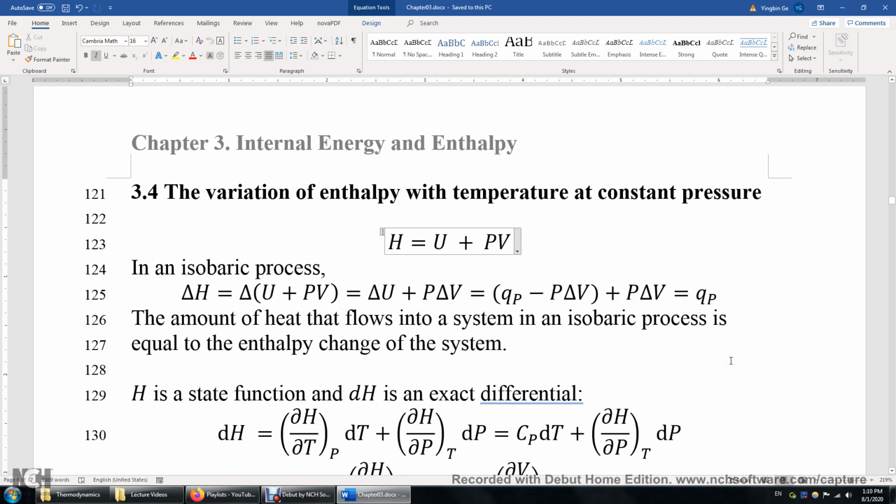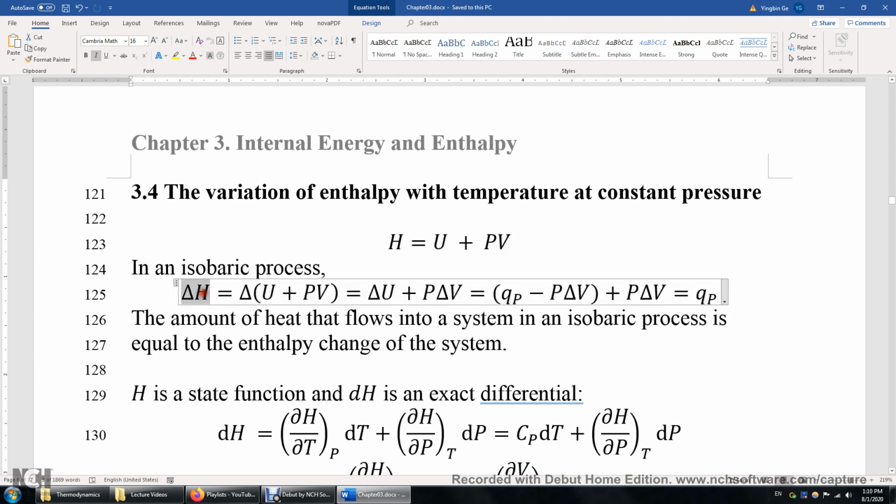Section 3.4. The variation of enthalpy with temperature at constant pressure. The definition of enthalpy is this equation: H is defined to be U plus PV. In an isobaric process, pressure is constant.